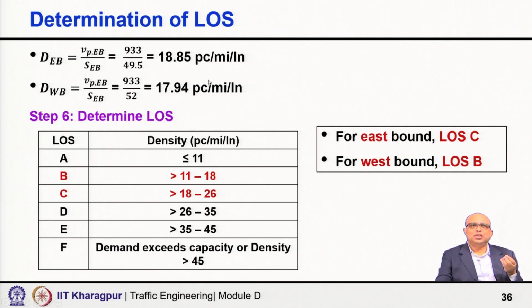Now we can see, first go to the eastbound, 18.85. So, 18.85 comes in this range, which corresponds to C. So, we can say for eastbound the LOS is C. For westbound it is 17.94. So, 17.94 is greater than 11 and up to 18, in that range, because it is less than 18. So, for westbound the LOS is B. So, that way we can calculate.